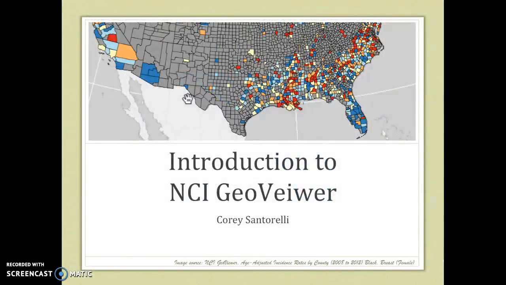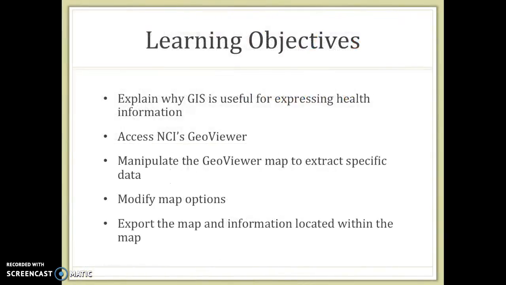This tutorial provides an introduction to the National Cancer Institute's GeoViewer. During this tutorial, it may be referred to as NCI GeoViewer or GeoViewer. At the end of this lesson, you should be able to explain why GIS is useful for expressing health information, access NCI's GeoViewer, manipulate the GeoViewer map to extract specific data, modify map options, and export the map and information located within the map.